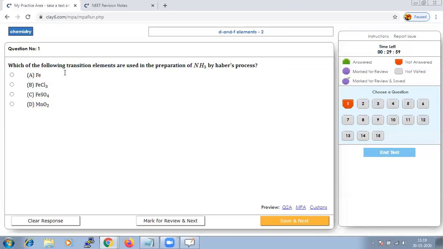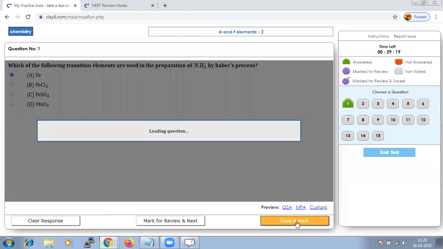Which of the following transition elements is used in the preparation of ammonia by Haber's process? Just now we discussed the application. The Haber process is the industrial implementation of the reaction of nitrogen gas and hydrogen gas to produce ammonia, and iron is used to increase the rate of reaction and to lower the temperature at which the reaction takes place. So iron is the catalyst. Let us save that and go to next.